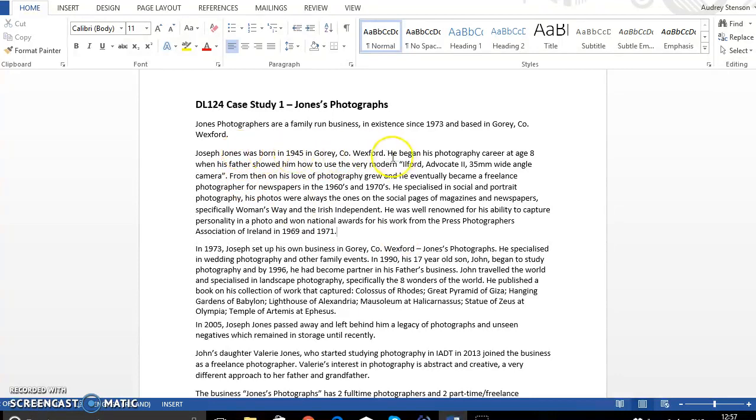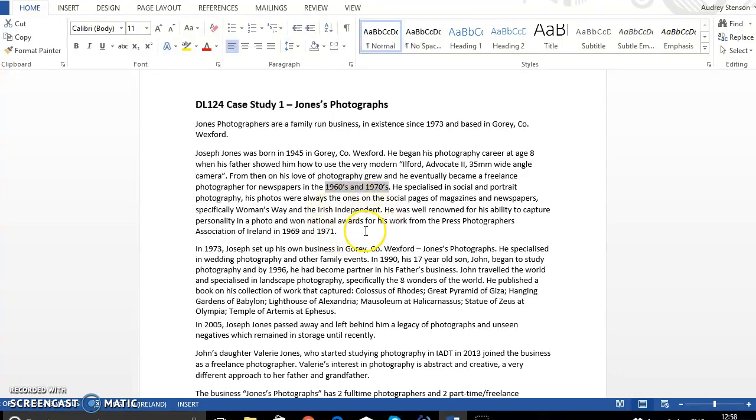So if we were to break it down, we know County Wexford is a very picturesque area, as is Gorey. We know what camera it started out with. So you have perhaps some level of history there that you could show through photographs. The 1960s and the 1970s was a particular era that would have been quite social, quite experimental. Perhaps you could find some social or portrait photography that you could use on the website. Woman's Way and the Irish Independent were very popular forms of media back then. And he has won many awards.